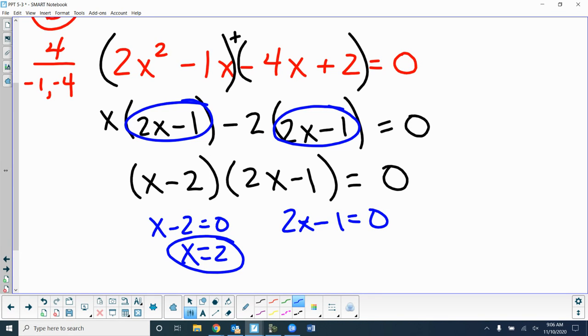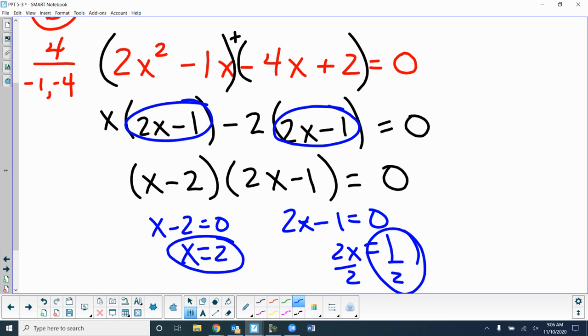This thing is a mess right now. And 1. And divide by 2. What's 1 divided by 2? Half. So 2 and 1/2 are the two answers. Okay? That was number 6.